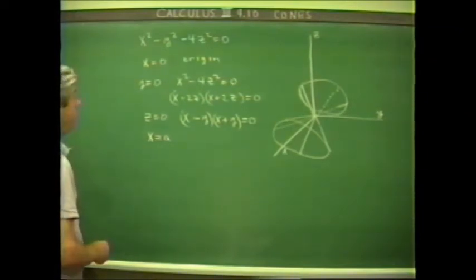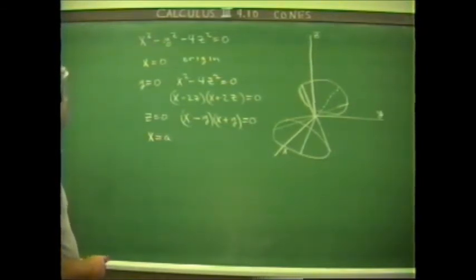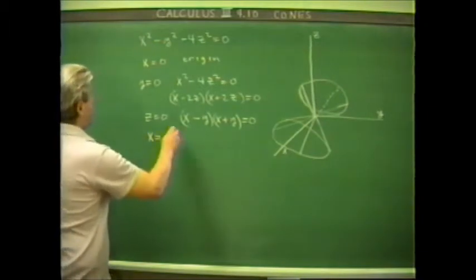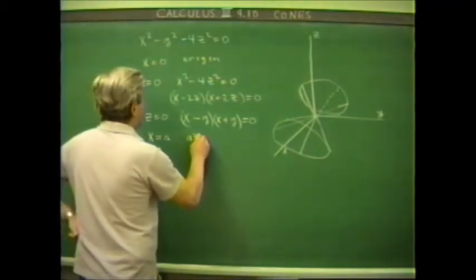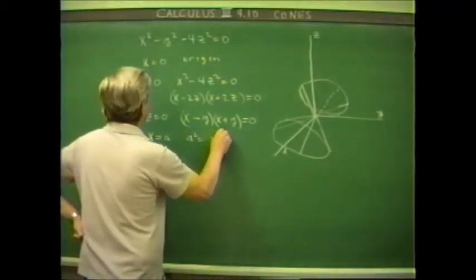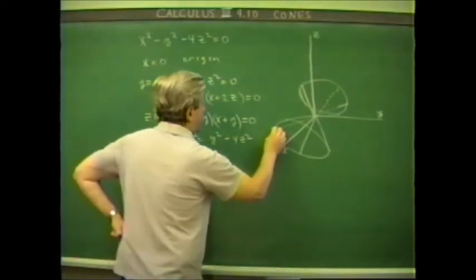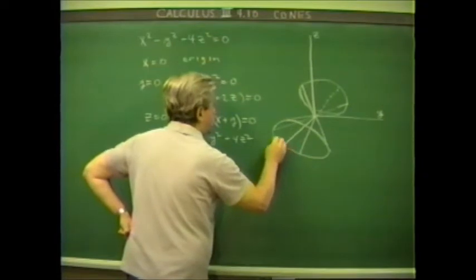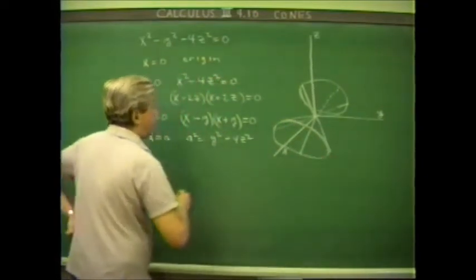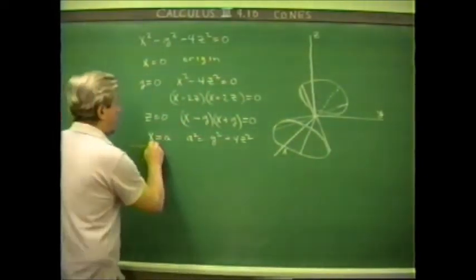What we should have here is an ellipse. For particular values of a, yes, we've got what? a squared is equal to y squared plus 4z squared. So these are ellipses in the cross sections here for particular x equals a. Let's take a look at another.